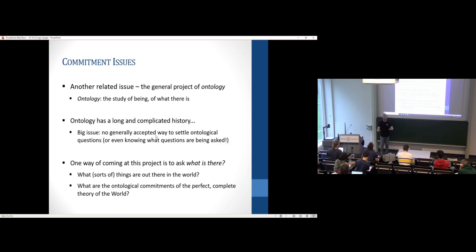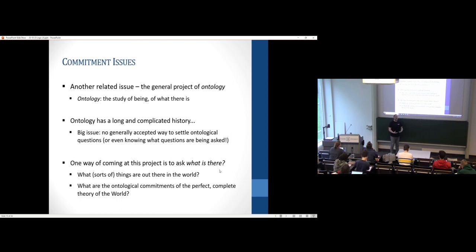But I want to give you one way of coming at this project. And it's going to be related to thinking about the ontological commitments of a theory. So, one way to understand the ontological project, we just ask, what is there out in the world, is by thinking about the ontological commitments of the theory. That is, what are the ontological commitments of the perfect, complete, entirely accurate theory of the world? You'll sometimes see this metaphor of writing the book of the world. So we might ask, let's suppose that our theory is written in the book of the world. Cool, what are its ontological commitments?